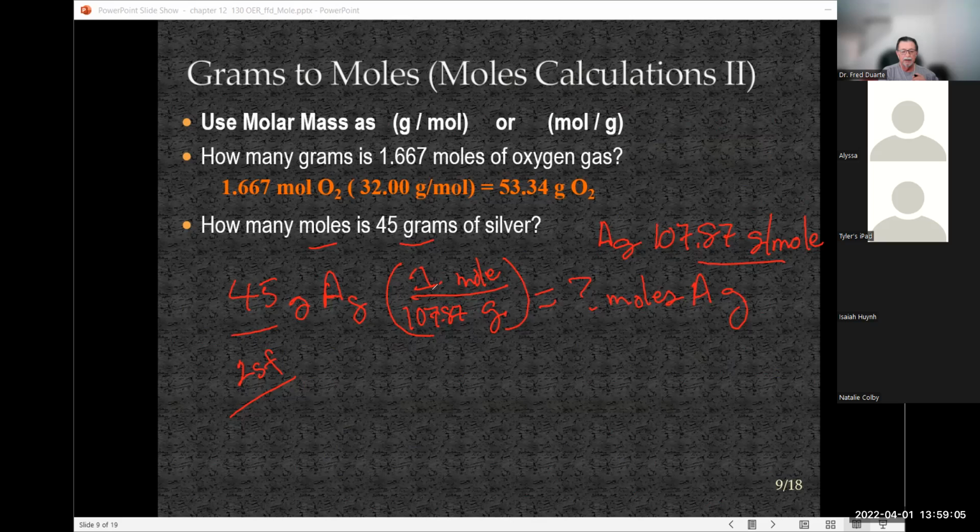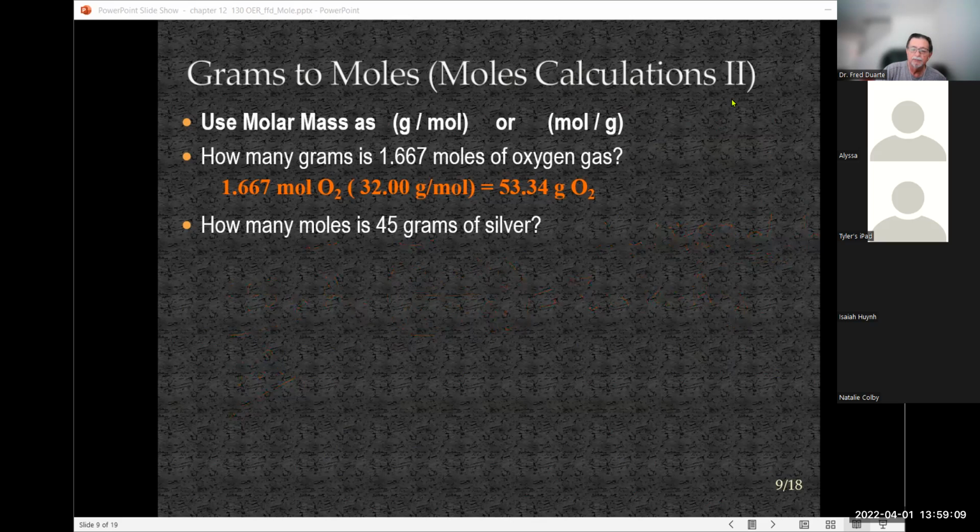Now you plug it in, get your numbers, and it should come up to 0.42 moles of silver. So 45 grams with 2 sig figs divided by 107.87 gives you 0.42 moles of silver.